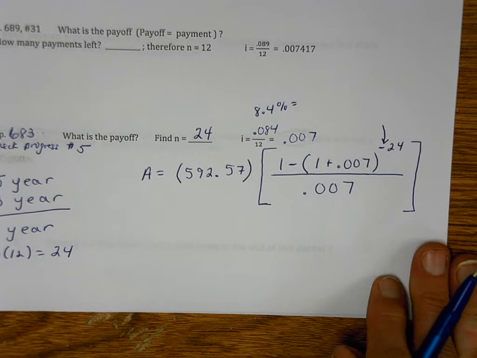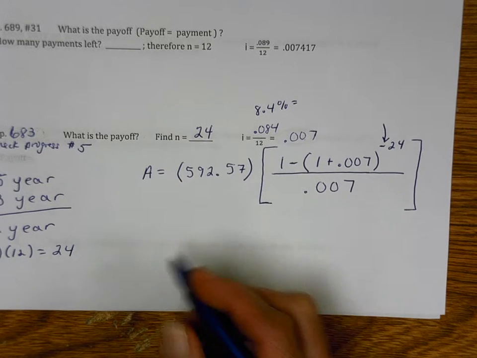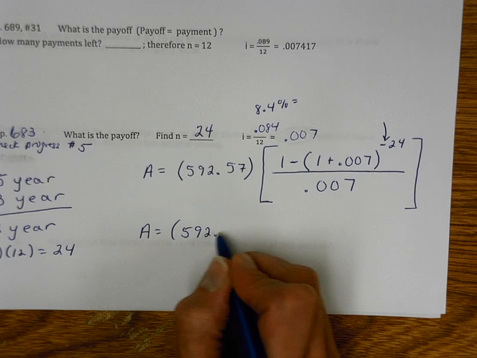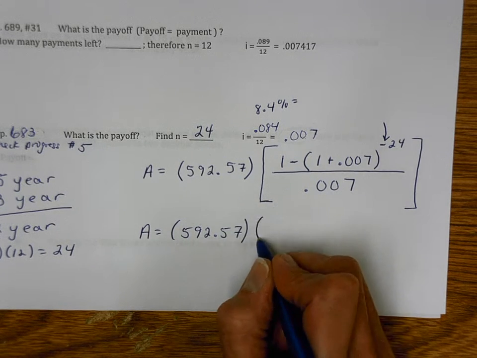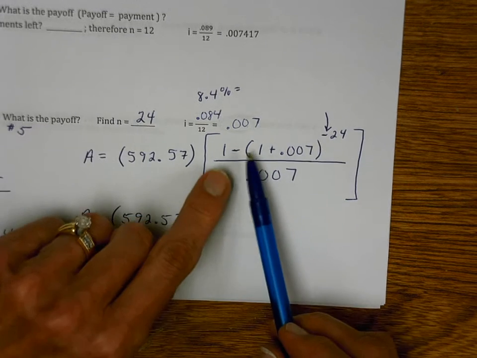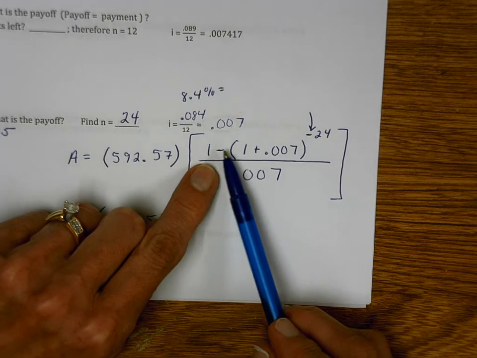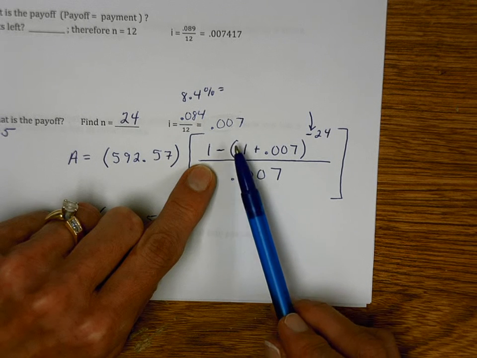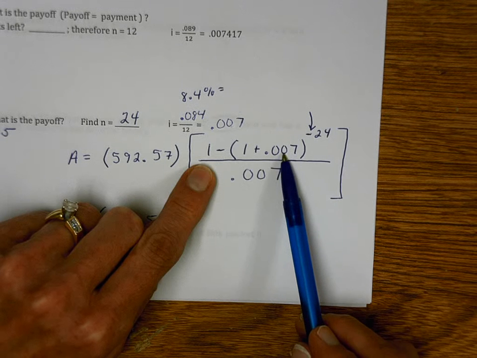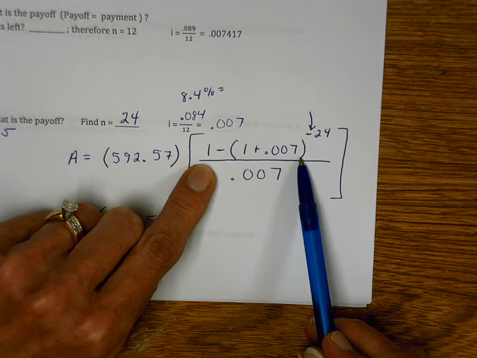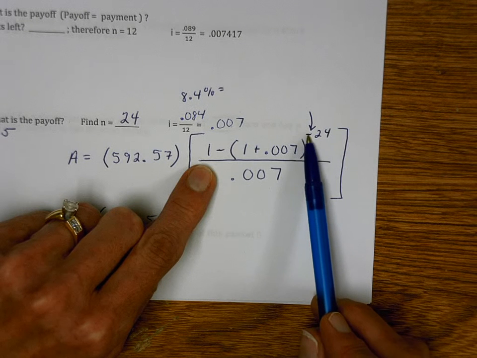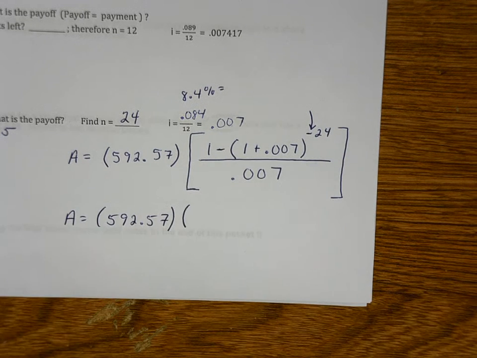Now here's what I'd like you to do. This is a lot to put into your calculator. I would like you to just take some baby steps, please. So clear your calculator. We're going to put just the numerator in our calculator. So from left to right on your calculator, I want you to put in 1 minus parentheses 1 plus 0.007, close your parentheses, then hit your exponent key, and then make sure you do the negative 24. So let's do that together.